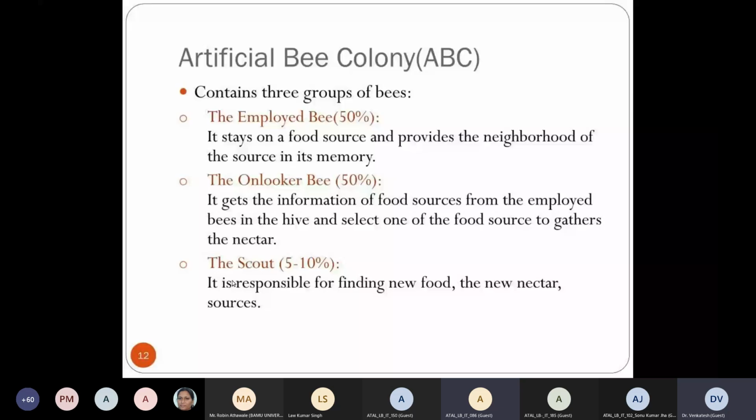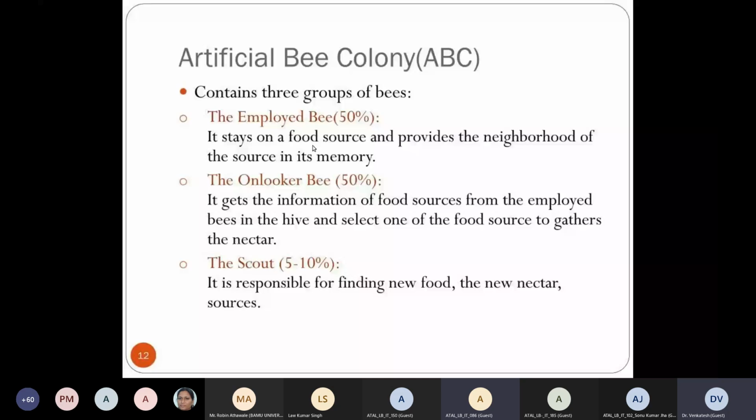Right? So these employed bees will stay on the food source and keep looking in the neighborhood. If they are able to find a good food source, meaning a good flower having high amounts of nectar, then they will move to that food source. So it is called exploitation, right? They will try to exploit the nearby place, in the neighborhood, wherever the food source is associated.